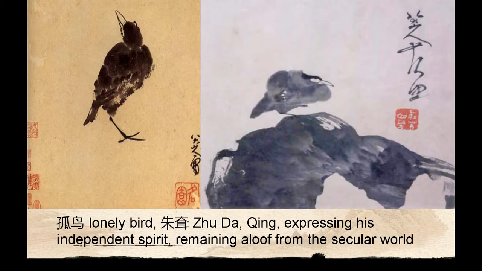Lonely Bird was painted by Zhu Da of the Qing dynasty, expressing the independent spirit of the artist. He later became a Taoist. The signature of his alias was rather unique, looking like laughing at it or crying over it. His painting was strange, exaggerated, peculiar, and meaningful, showing his wild and unrestrained personality.